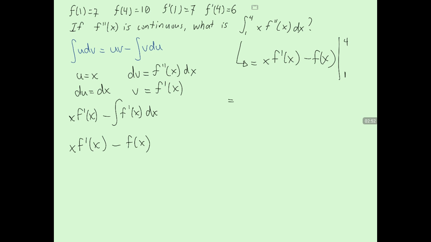So if we plug in our values, we have 4 times f prime of 4, which is 6, minus f of 4, which is 10, minus the same thing for 1, which is 1 times f prime of 1, which is 7, minus f of 1, which is 7. So what we get here is 24 minus 10 minus 0. So our final answer is 14.